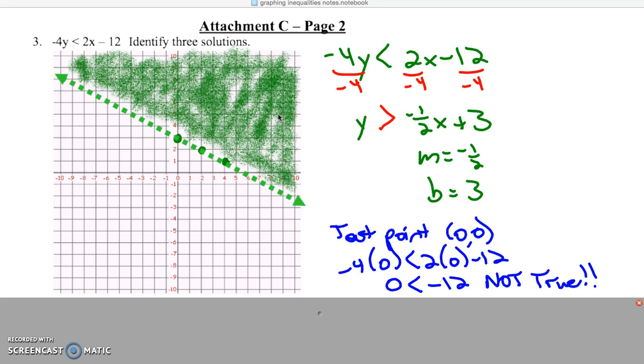Now, if you had done a test point, if you'd made a mistake and left this as less than, you should catch your mistake, because if you plug 0, 0 into the original inequality, you'll see that you get 0 is less than negative 12, which is not true. 0 is bigger than negative 12, which means you're going to shade the other side of the line. So you can see how the test point can help you to check your work.